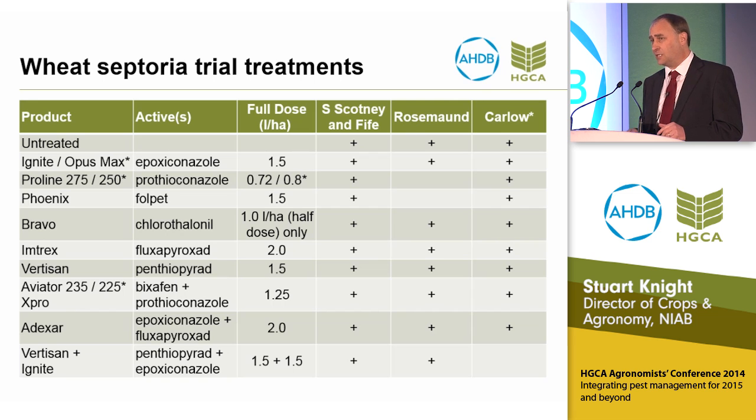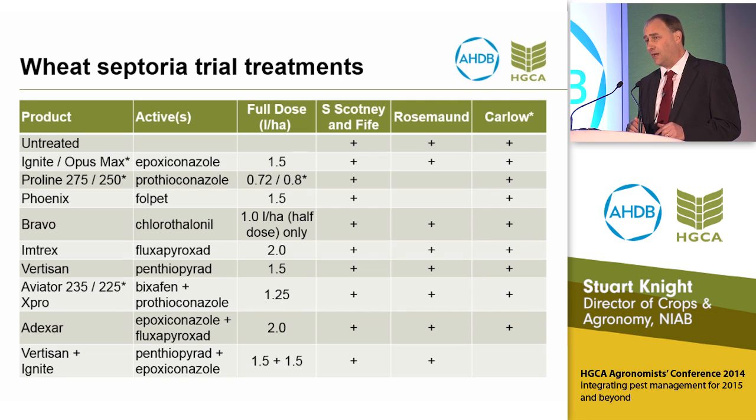Then we have some protectants. We have Phoenix, folpet. We have chlorothalonil, Bravo. And Bravo is only included in the trials at a single dose. And that's actually a half dose, or 1 litre per hectare dose. And you'll see that as a single point on the graphs rather than a curve.